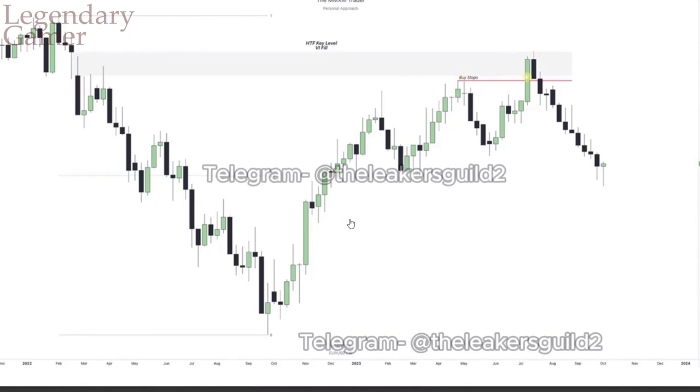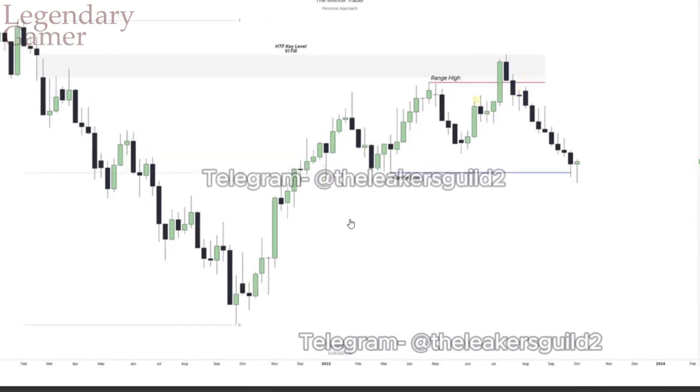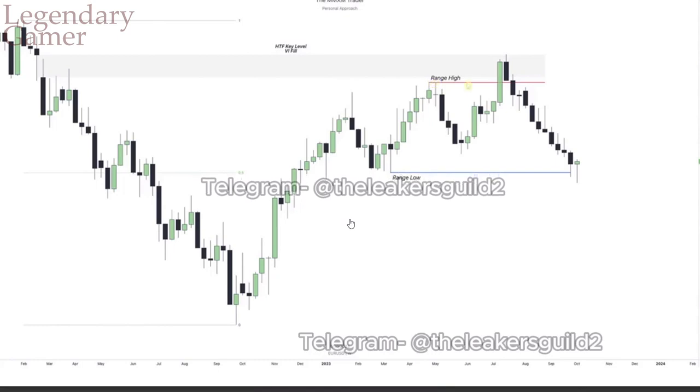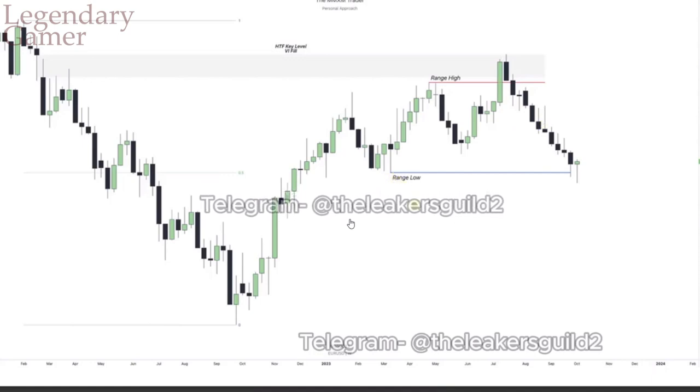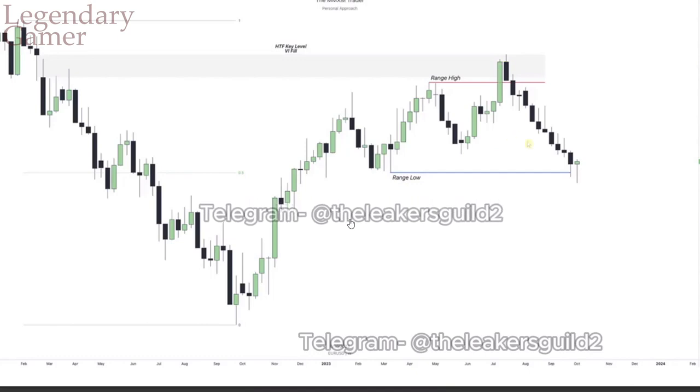That is important. Where is the range low? Right, from this low up until this high. So we're pairing up those buy stops in a key level, and then we want to pair up those buy stops with those sell stops below the range low. So where is your draw on liquidity after you hit those buy stops?